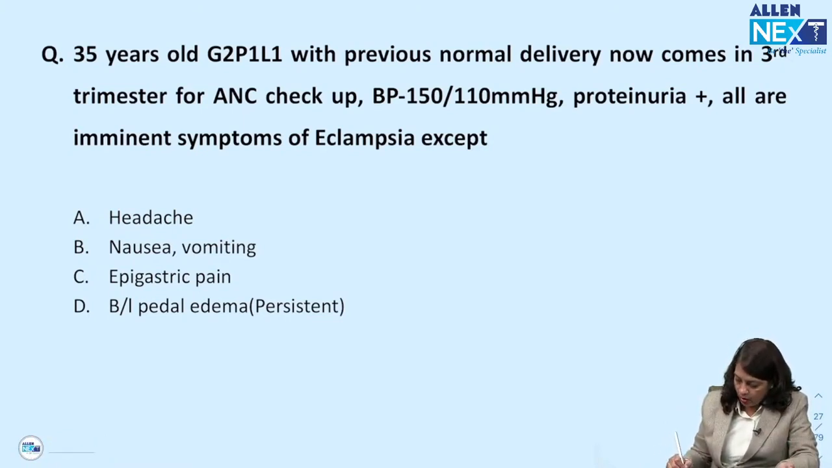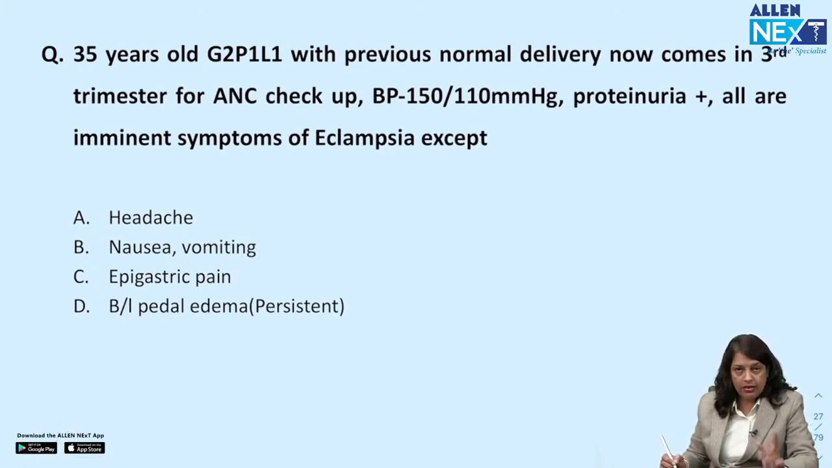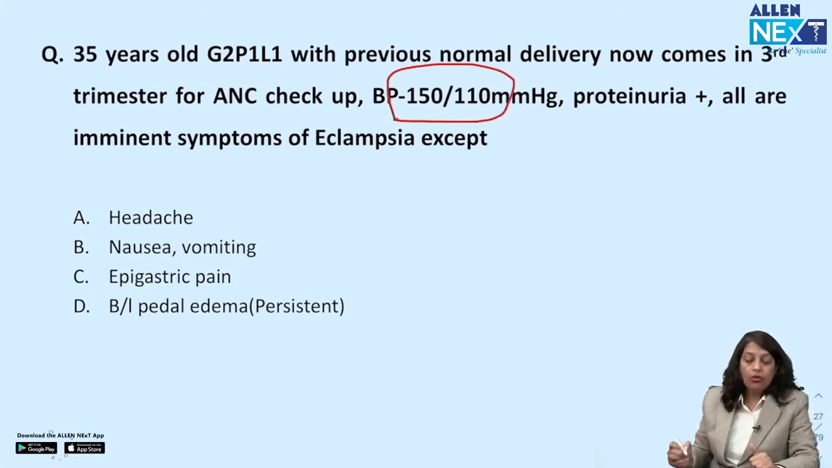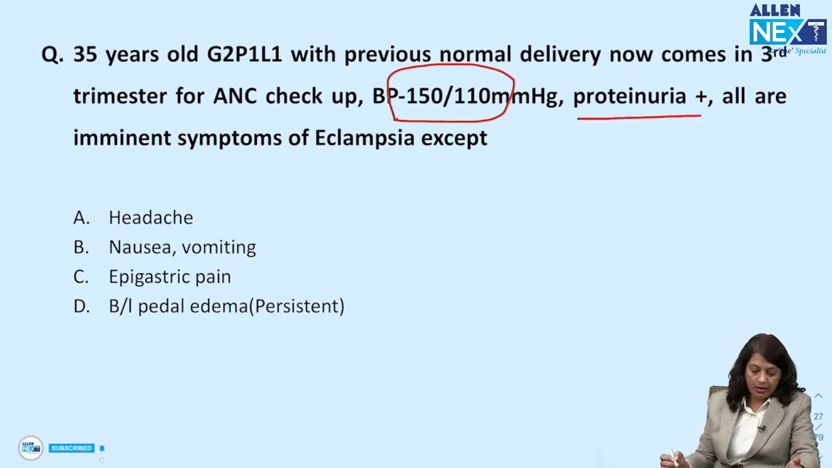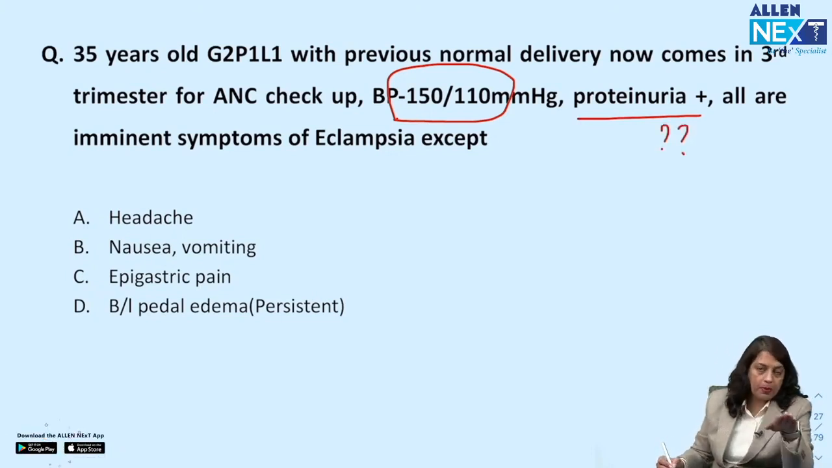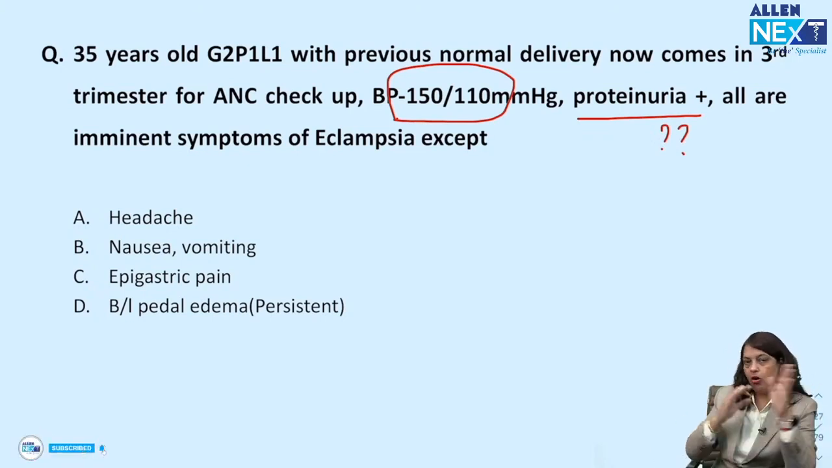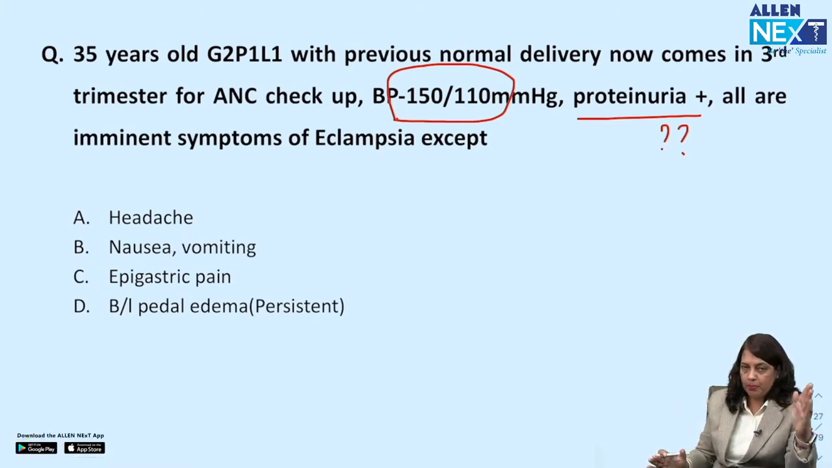So let me take up one more new question, that is a 35-year-old female, second gravida, para 1 L1 with a previous normal delivery, now comes in the third trimester for antenatal checkup. Her blood pressure is 150 by 110 and there is proteinuria plus. Nowadays, proteinuria is not important when you want to categorize a mild preeclampsia or a severe preeclampsia. It is the blood pressure which is the first and foremost differentiating feature.